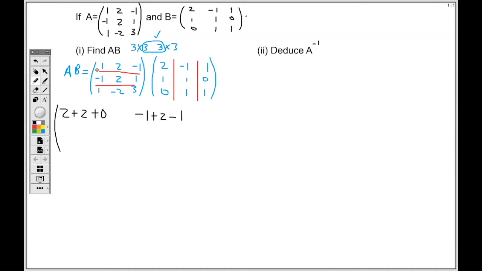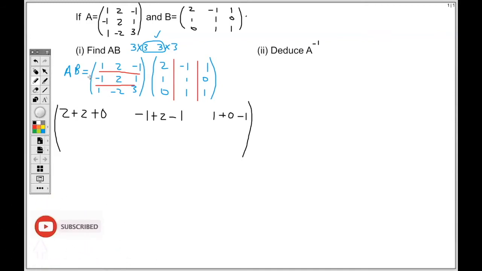Now I'm going to multiply the first row by the last column. So we have 1 times 1, that's 1. Then 2 times 0, that's 0, so I'm just going to write plus 0. Then -1 times 1, that's -1. I repeat: first row by the last column, 1 times 1, that's 1, 2 times 0, that's 0, and -1 times 1, that's -1.